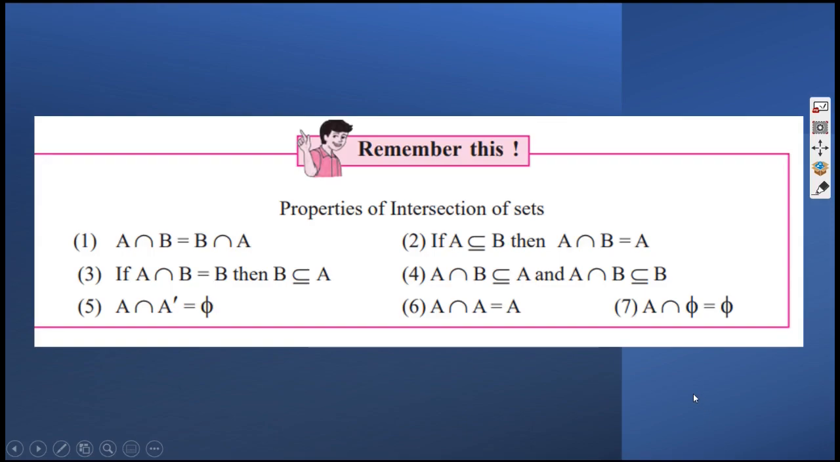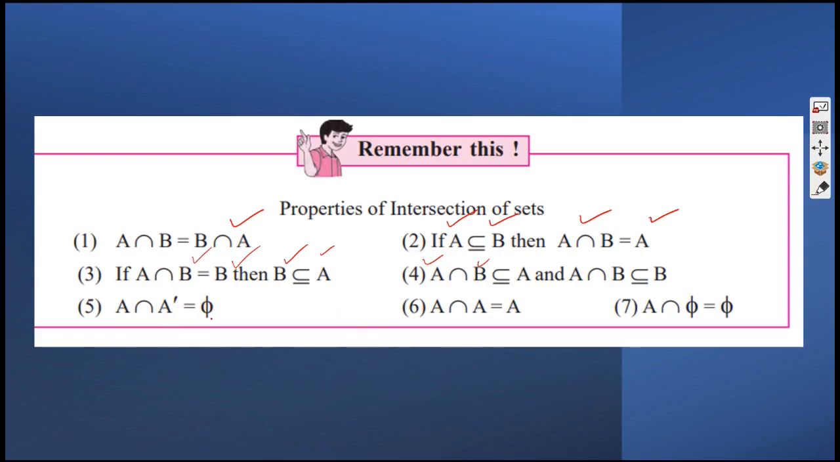Intersection of sets, A intersection B or B intersection A, both will have the same answer. And just now I told you, if A is a subset of B, then A intersection B will be A, and if A intersection B is equal to B, that means B is a subset of A. And A intersection B, the common part, becomes a subset of A. In that case, A intersection B will be a subset of B also. That was what the example was.